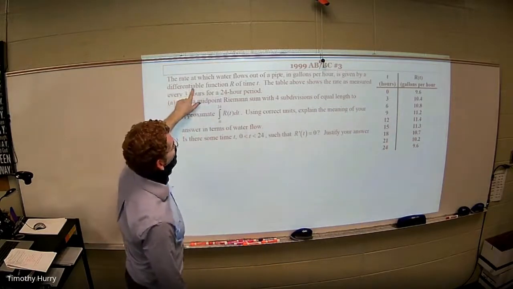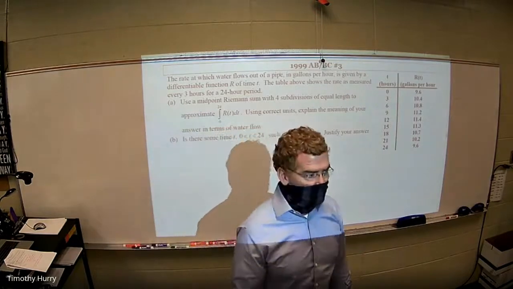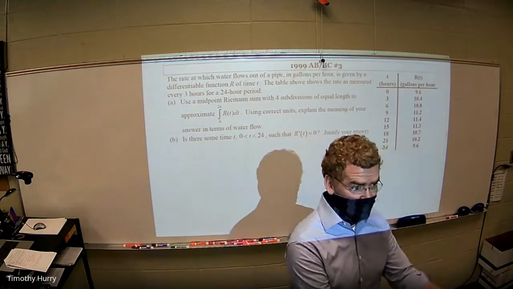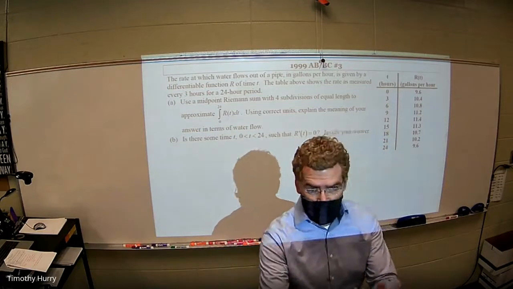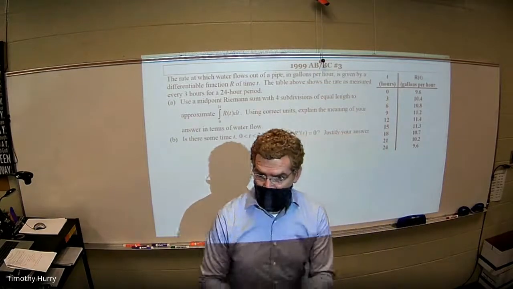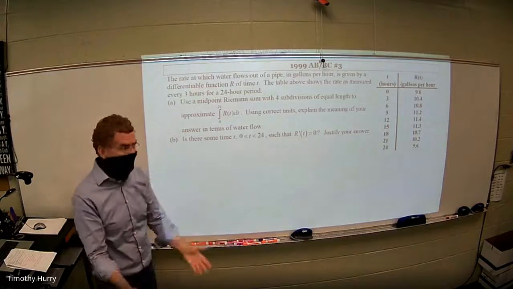It says it's a differentiable function. What does that mean if it's differentiable? You can find the derivative of it. That's true, which means it's continuous with no corners, cusps, vertical asymptotes, or other foolishness, right? So these are things you've got to pick up on because they could mean something later.